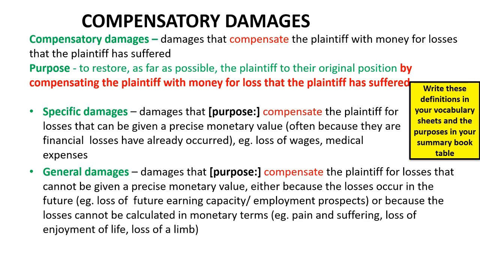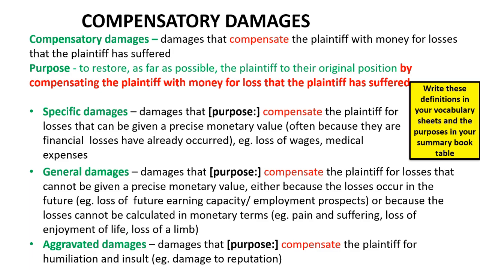Summarize what I've just said about the extent to which damages achieve the overarching purpose of civil remedies in the right-hand column of your summary book table. The reference to extent means that you have to explain how general damages do achieve this overarching purpose of civil remedies, as well as the limitations on the ability of general damages to achieve this overarching purpose.